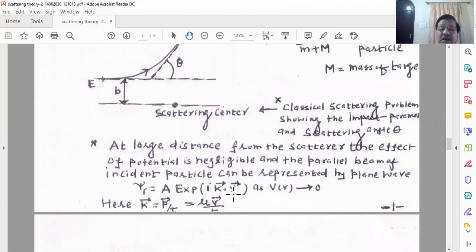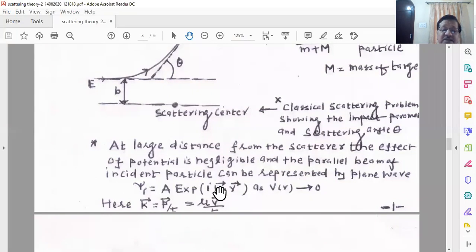Here k and r are in a general direction. When a wave is propagating in the r direction, we write the expression of the plane wave as e to the power of i k dot r, and A is a normalization constant. So psi I, the incident wave, is A e to the power of i k dot r, where V of r, the potential, is zero, because at a large distance your incident particle does not experience any potential field produced by the scatterer or the target.